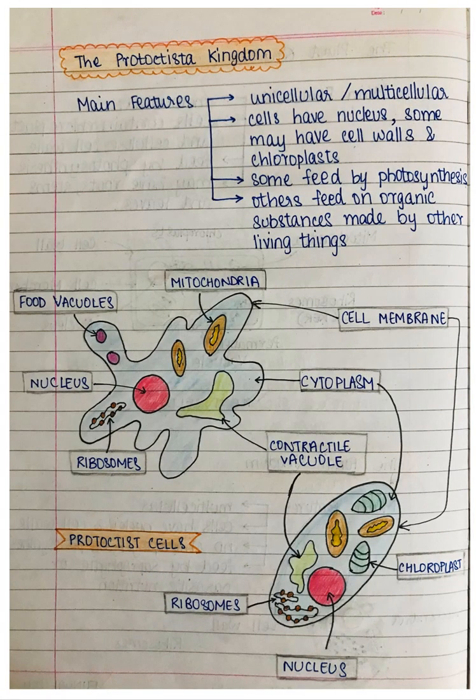Next is the protoctista kingdom. Some protoctists can be unicellular while others are multicellular. Some can be microscopic, which means really tiny, while some can be quite big, for example seaweed. Some protoctists have chloroplasts and are similar to plant cells, whereas others are like animal cells or fungal cells.